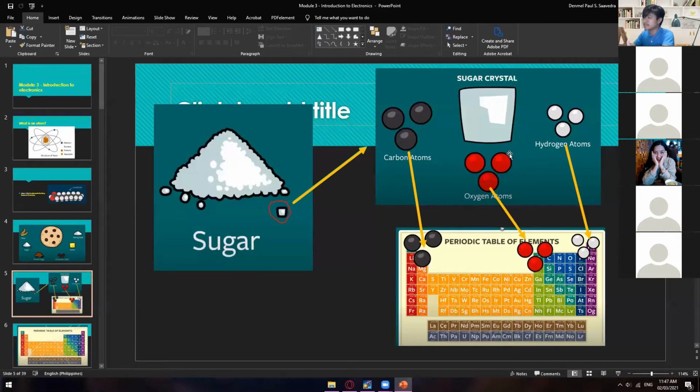Wherein, as you guys can see, these are parts of our periodic table of elements. You can see that this one is a single element, carbon atoms, and then another element, which is oxygen atoms, and then another element, hydrogen atoms, which is now inside of our periodic table of elements.